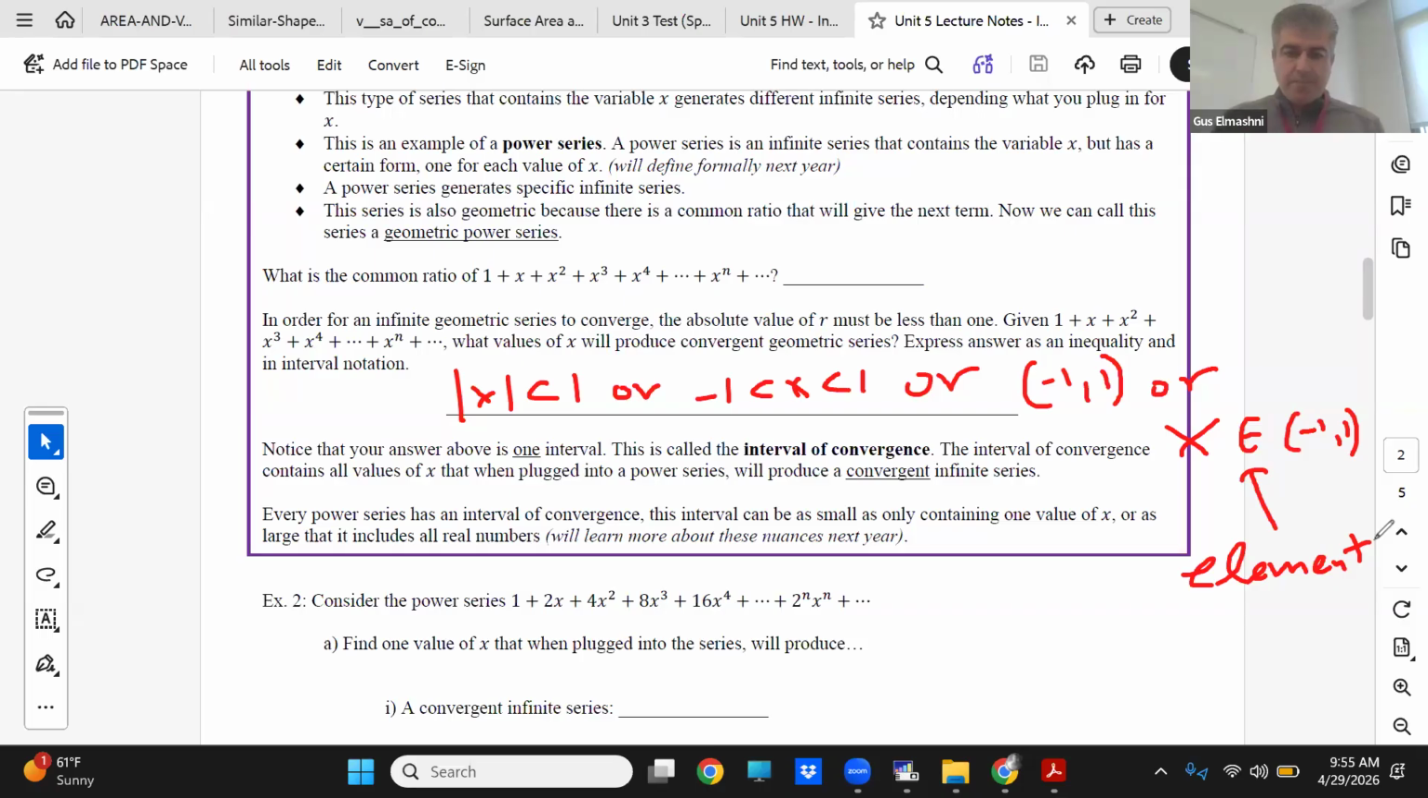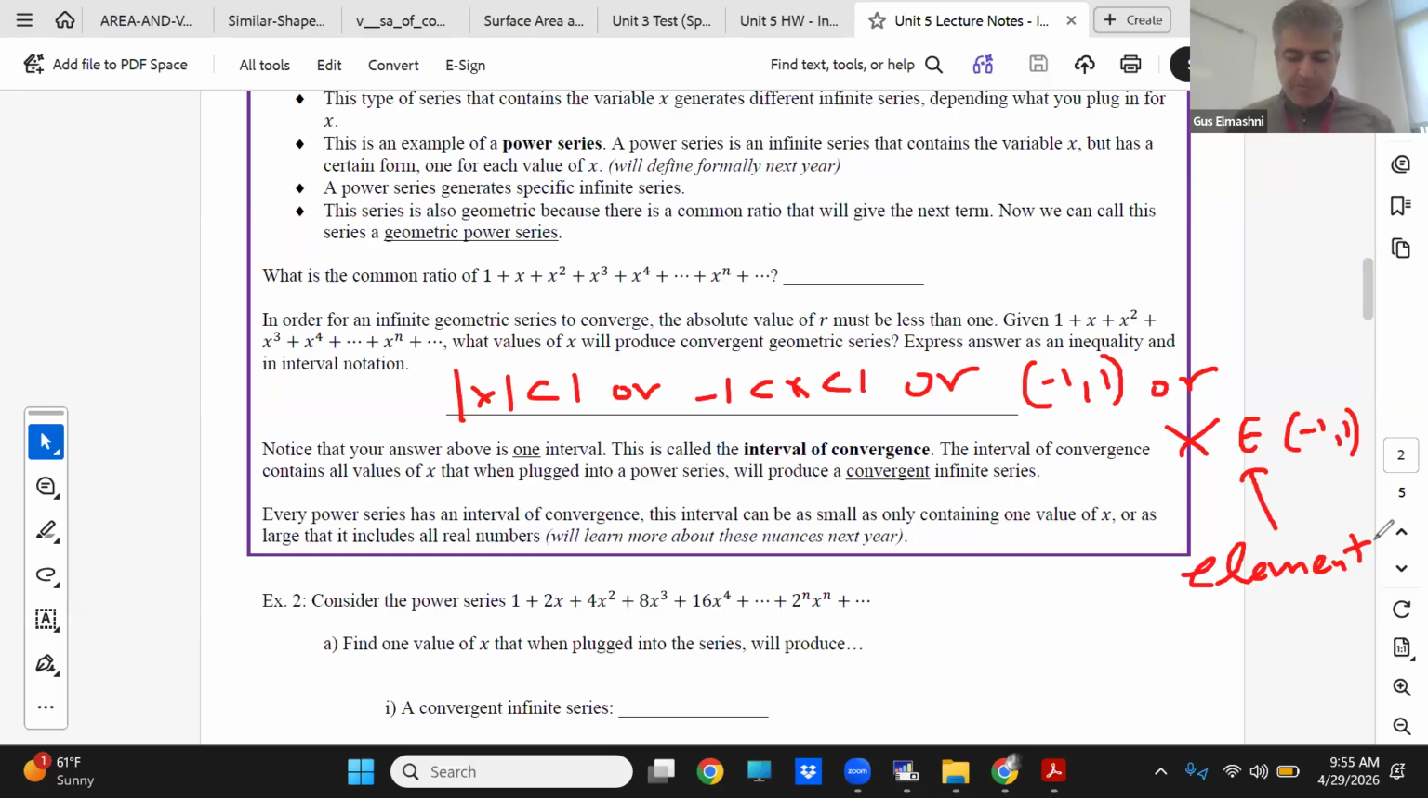What we just generated is called an interval of convergence. We know this is an interval of numbers, right? And do the numbers in this interval cause convergence for the sum? Yeah. Hence, that's what it's called. So don't make it seem so complicated. Interval of convergence, what does it mean? It just means, hey, what numbers make it converge? That's all it means. Every power series will have an interval of convergence. This interval can be small, containing only one value of x, or as large as all real numbers. Again, these are things we'll talk about next year.